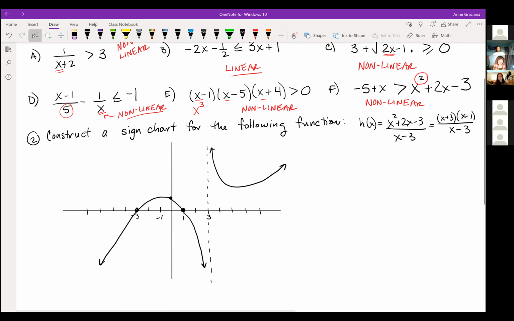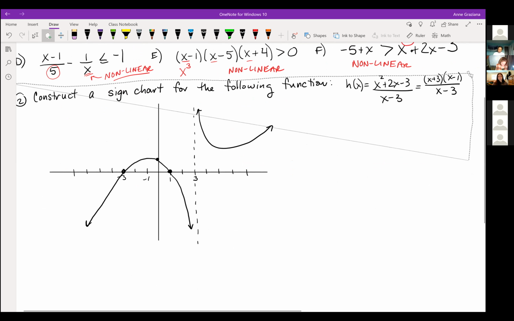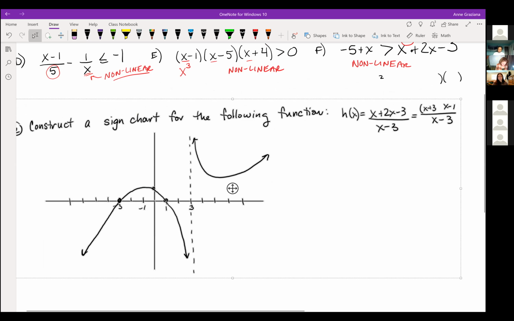All right, let's look at number 2. Now, number 2, I had to squeeze it in there, but I didn't like how close it was. Let's just move this down a little bit.